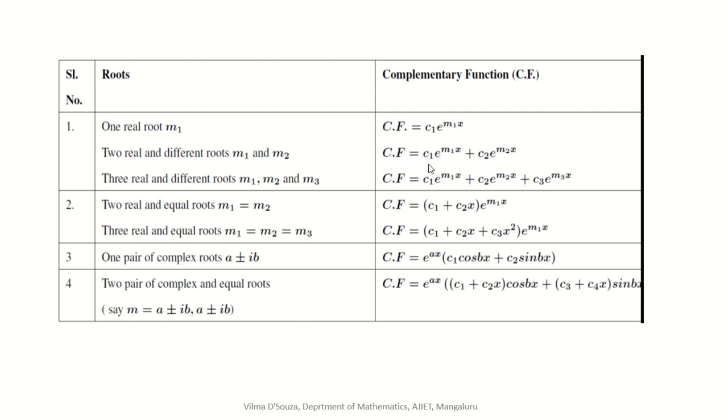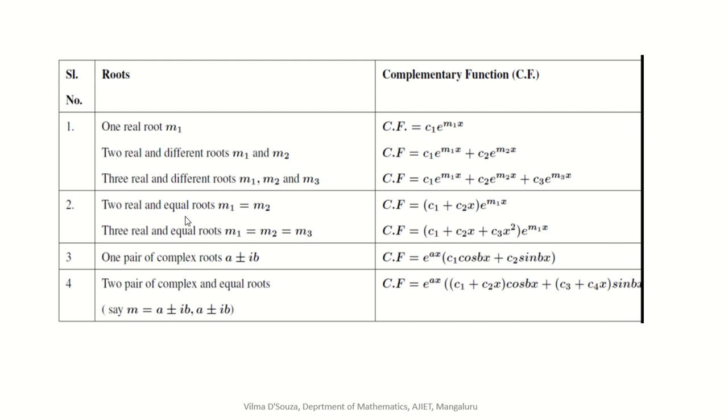So your total solution will be CF is equal to c1 e power m1 x plus c2 e power m2 x. Or in continuation of that, if you have three real and different roots, say m1, m2, m3, your CF comes like this: CF is equal to c1 e power m1 x plus c2 e power m2 x plus c3 e power m3 x. So this is the case when the roots are distinct.